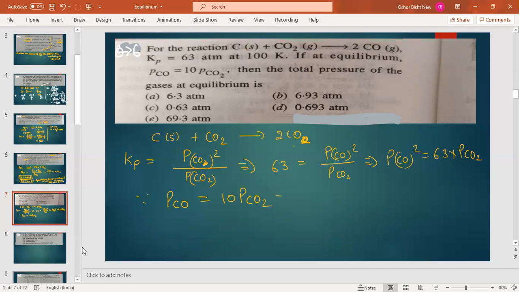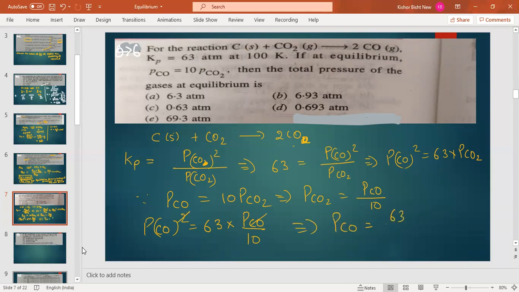You can say that P of CO2 is equal to P of CO upon 10. So P of CO square is equal to 63 into P of CO2, which is P of CO upon 10. One P of CO cancels out, so P of CO is equal to 63 upon 10, equal to 6.3.